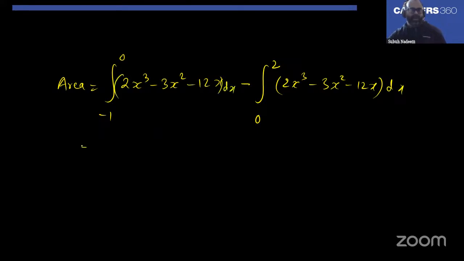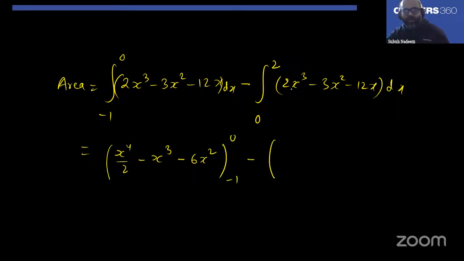Now we integrate it. So 2x cube will give you x to the power 4 by 2 finally. And this will give you minus x cube. And this will give you minus 12x square by 2, that is 6x square. Minus 1 to 0. Minus, this will become 2x to the power 4 by 4. So x to the power 4 by 2. Minus x cube. Minus 12x square by 2, that is 6x square. This is 0 to 2.